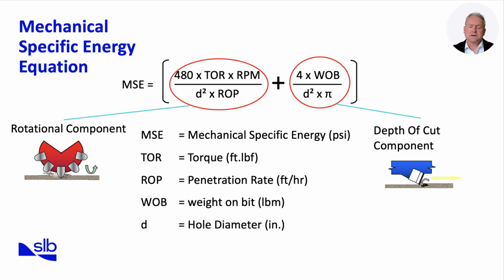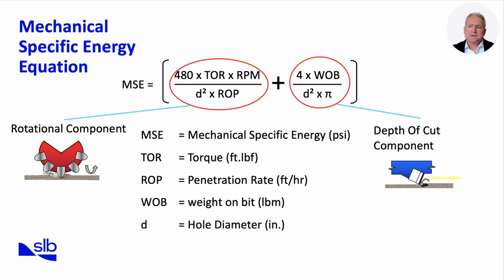Mechanical specific energy, or MSE, is a powerful concept that quantifies the energy required to remove a unit volume of rock. It combines the effects of torque, rotary speed, weight on bit, hole diameter, and penetration rate into a single metric. The equation shown is MSE equals 480 times torque times RPM divided by hole diameter squared times ROP, plus 4 times weight on bit divided by pi times hole diameter squared.